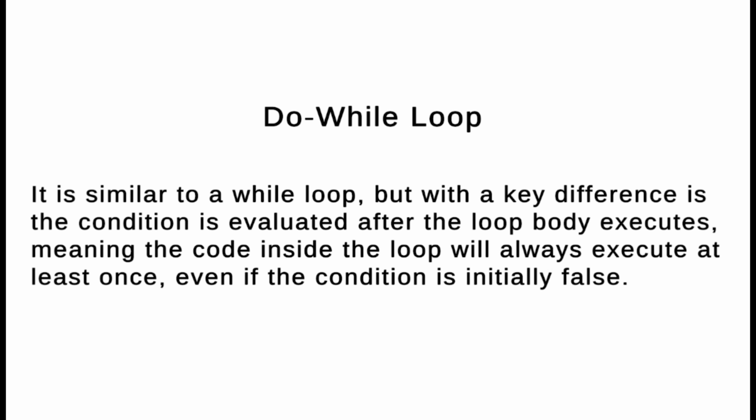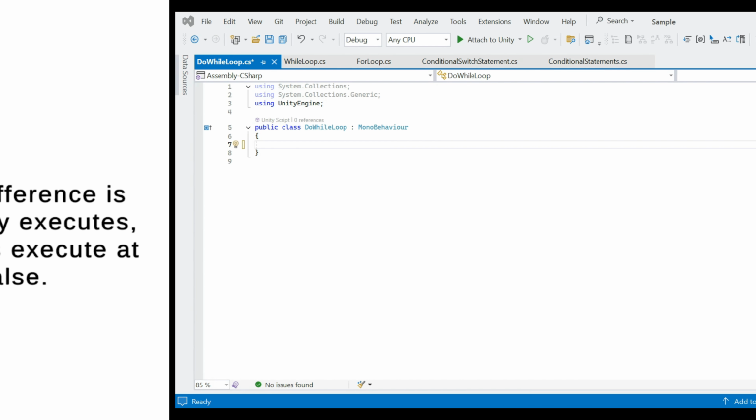Do while loop. It is similar to a while loop, but with a key difference: the condition is evaluated after the loop body executes, meaning the code inside the loop will always execute at least once, even if the condition is initially false. Now see the example script of do while loop.